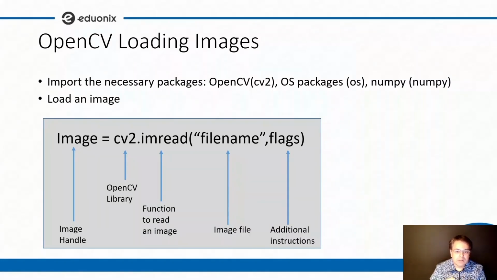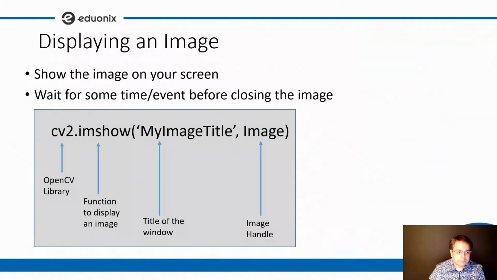But if you go to the link I gave you about the help with OpenCV routines, you will see a lot more options for these flags that you can use to load the image. And finally, there's an image. You just basically load this image and you assign it to an image handle that you can then use in the rest of your code to manipulate this image or use it in any way you want.